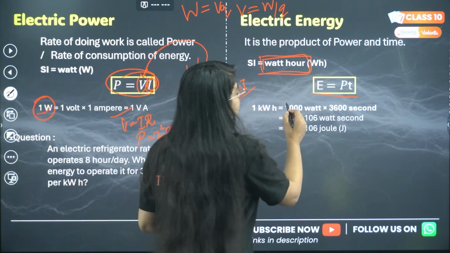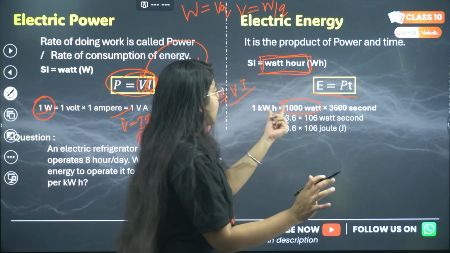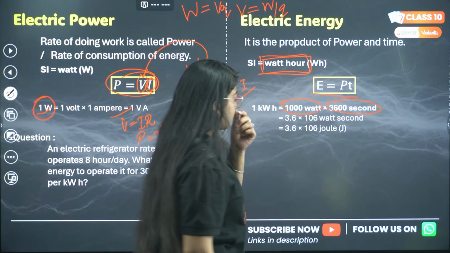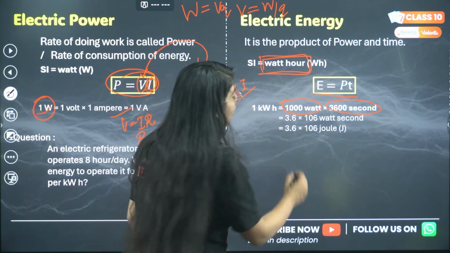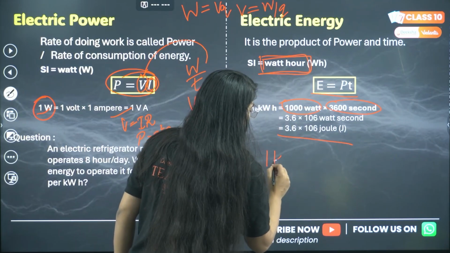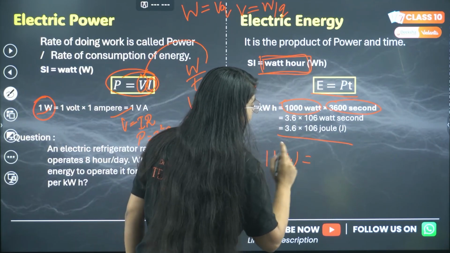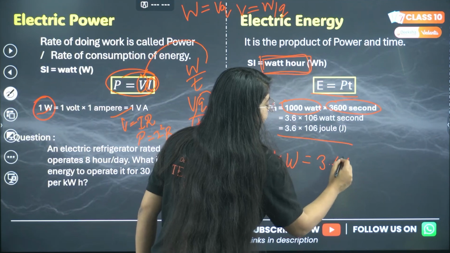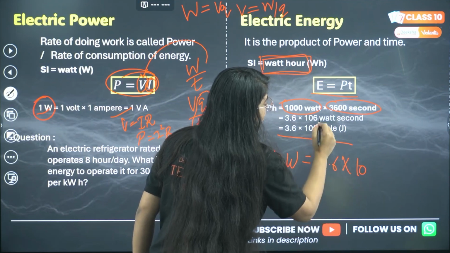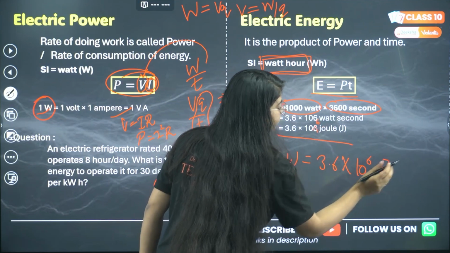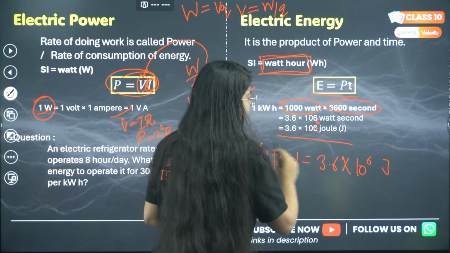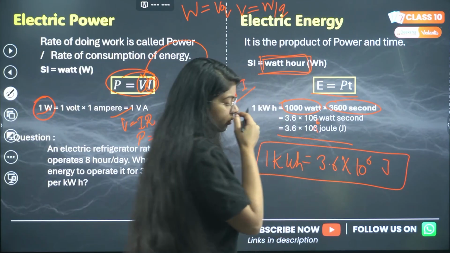1 kilowatt equals 1000 watt, we know that, and in 1 hour we have 3600 seconds. So after solving, we get this relationship, which is very important. 1 kilowatt hour equals 3.6 into 10 raised to power 6 joule. Okay, this is a very important relationship for you guys.